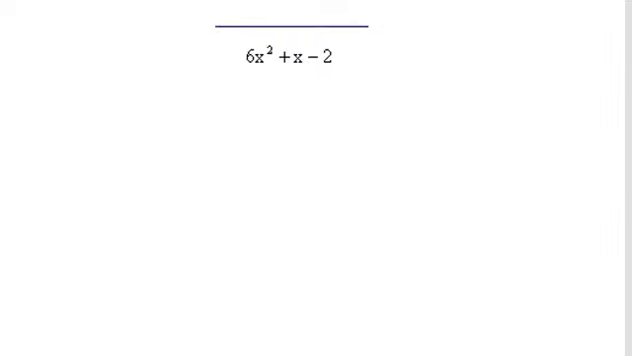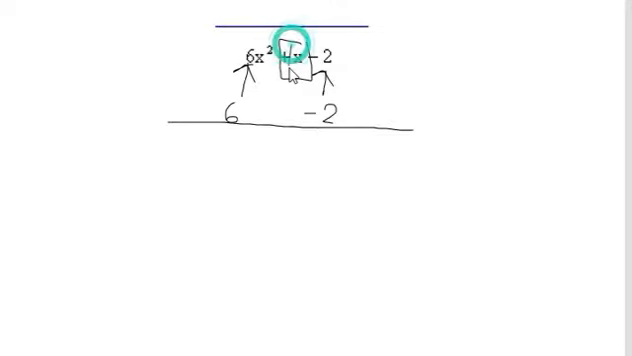Okay, this one: 6x squared plus x minus 2. First step, you check what's your coefficient here. You have 6. What's your coefficient here? You have negative 2. Again, our goal is to get the coefficient of our middle term. The coefficient here is 1. So I can make up the factors of 6: 3 times 2. The factors of negative 2 can be negative 1 times 2.